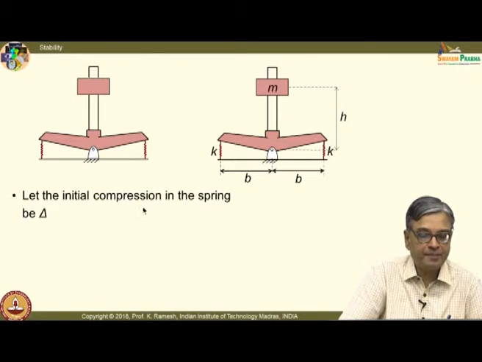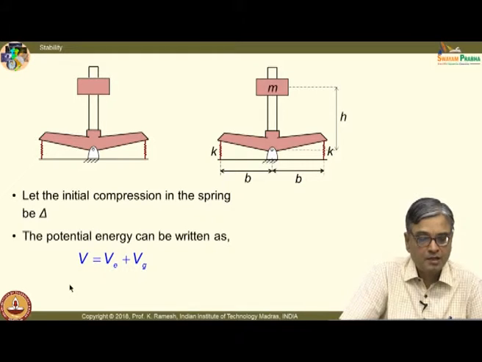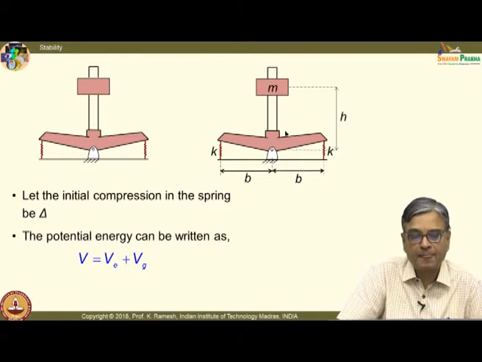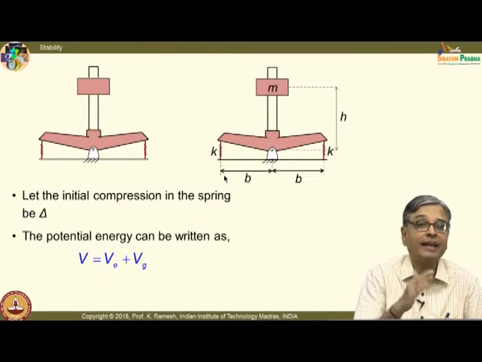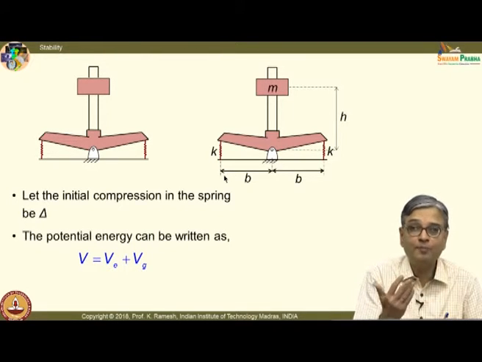So, let the initial compression in the spring be taken as capital delta, and here I have no other active force. We have an energy due to gravitation because of this mass, and later on we will not write it as m into g, we will simply replace it by the weight W. I have two springs instead of one spring. So, I have to take care of both the springs when I write the elastic potential energy. I should not ignore one spring. I should handle both the springs properly.